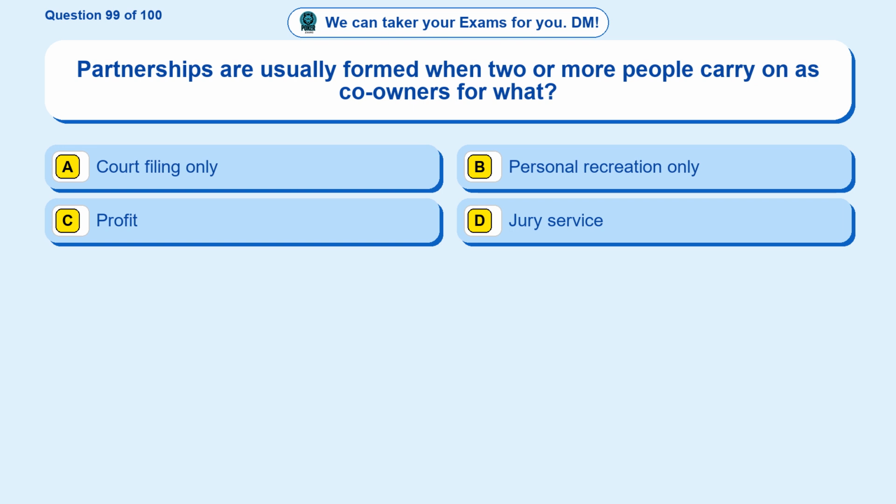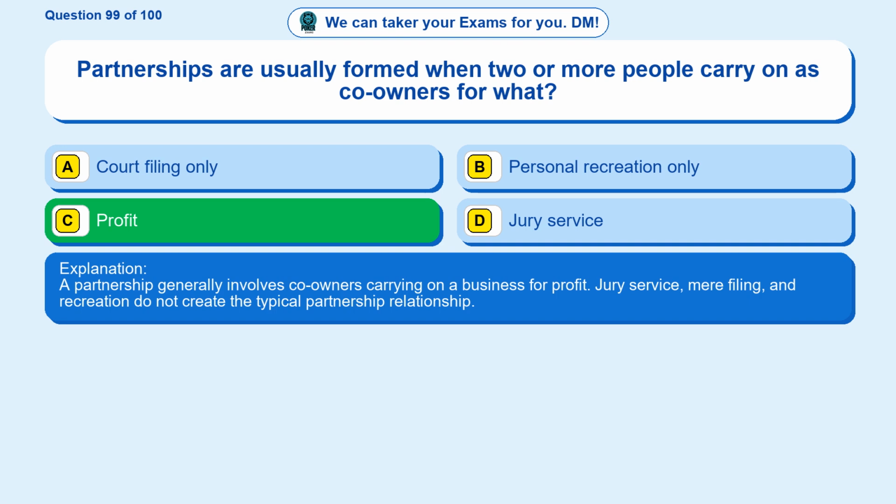Question 99. Partnerships are usually formed when two or more people carry on as co-owners for what? Option A, court filing only. Option B, personal recreation only. Option C, profit. Option D, jury service. The correct answer is option C, profit. A partnership generally involves co-owners carrying on a business for profit. Jury service, mere filing, and recreation do not create the typical partnership relationship.